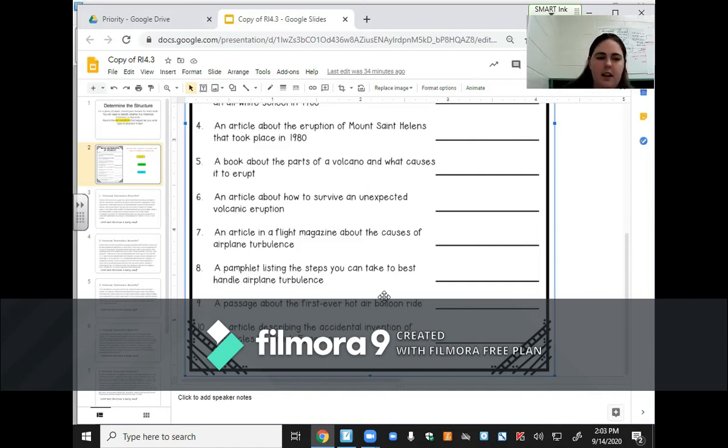All right. If you guessed scientific, you'd be correct because it's telling about some of the parts of a volcano, which is something you learn about in science, right? It's a scientific concept, like the parts of a volcano, what causes it to erupt. Those are all science things that we learn about, and you will learn about in 4th grade.